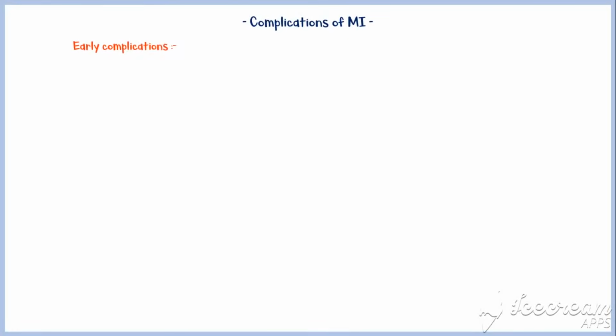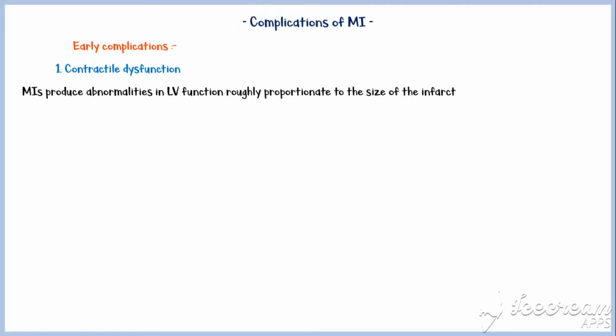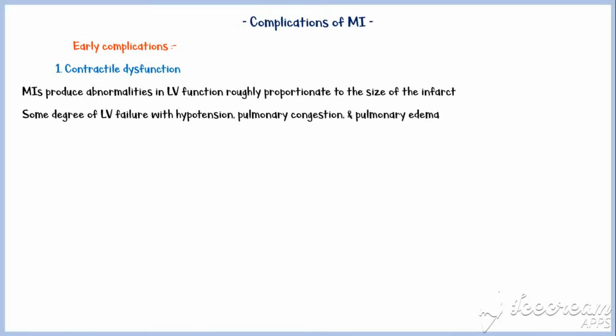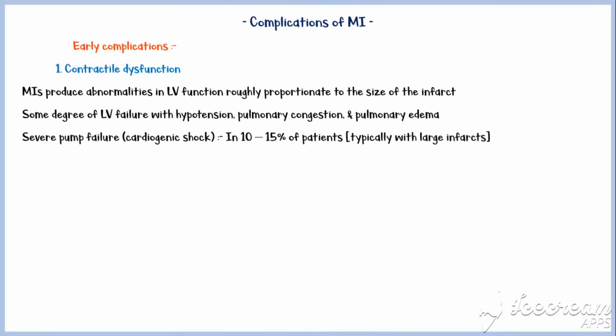Some of the early complications include the following: contractile dysfunction. Myocardial infarctions produce abnormalities in the left ventricular function, roughly proportionate to the size of the infarct. There is some degree of left ventricular failure with hypotension, pulmonary congestion, and pulmonary edema. Severe pump failure, also known as cardiogenic shock, develops in 10 to 15% of patients, typically with large infarcts. Cardiogenic shock has approximately 70% mortality rate.